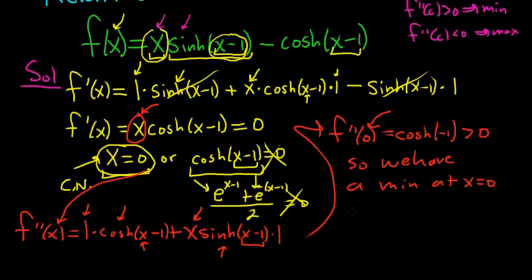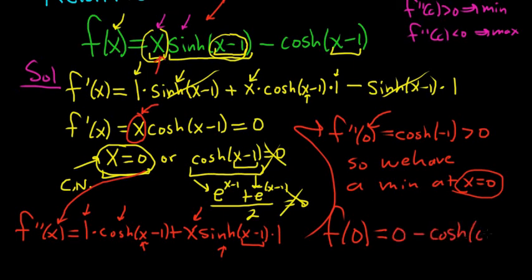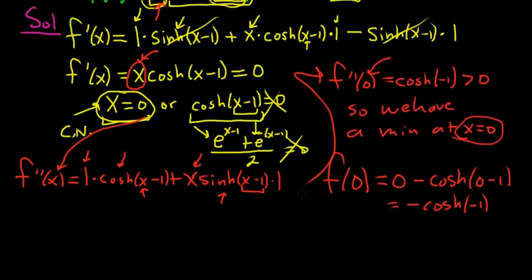So now all we have to do is find the actual minimum value. To find the minimum value, we take this 0 and we go back to the original function. So f of 0, well, you put a 0 here, you're just going to get 0 minus cosh of 0 minus 1. So we get minus cosh of negative 1. That would be the minimum value. That would be the min. So we have a relative min of negative cosh of negative 1.